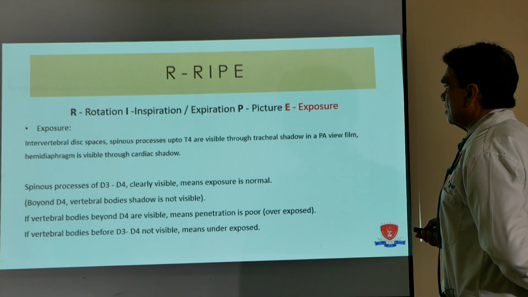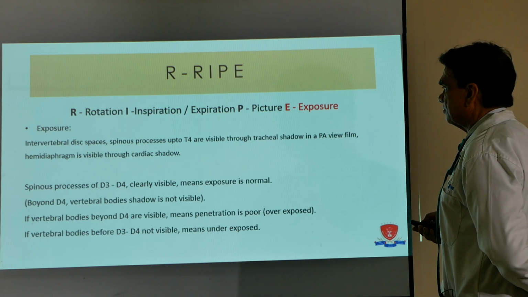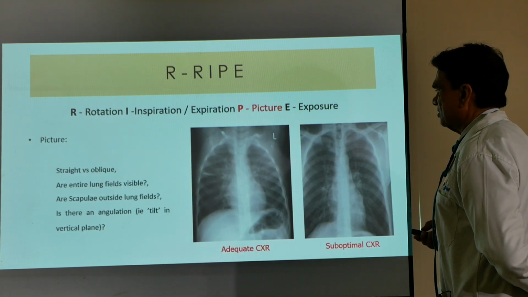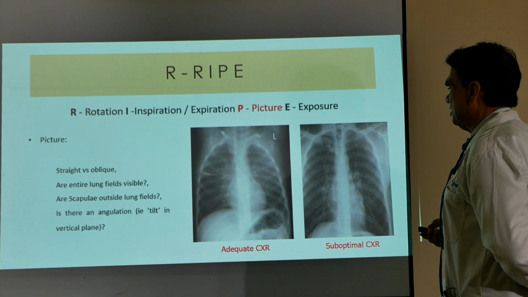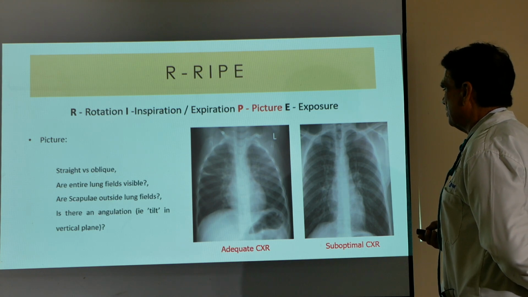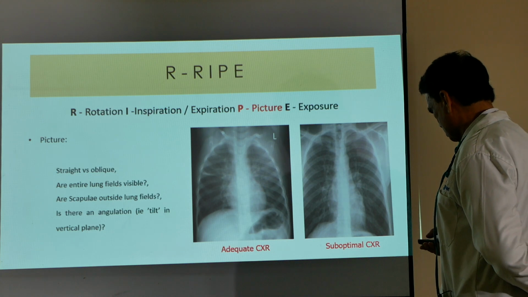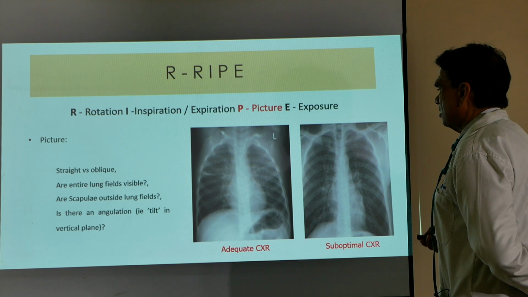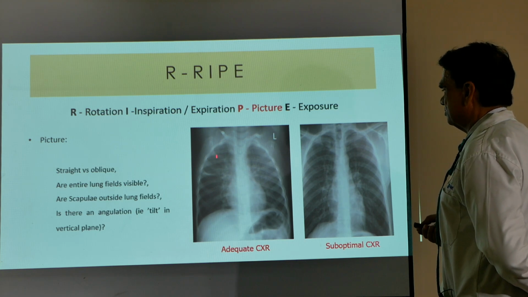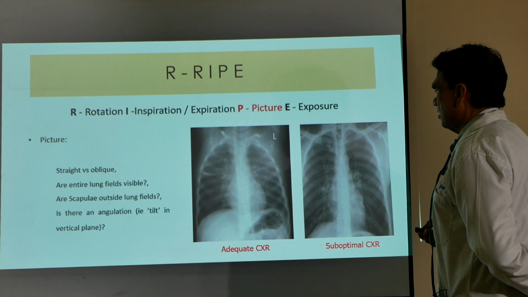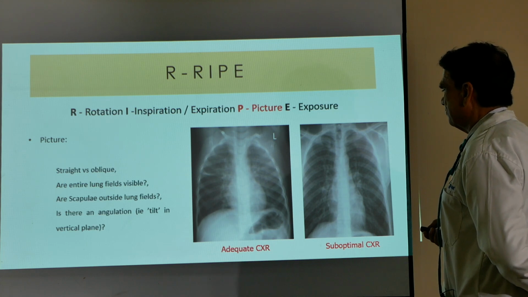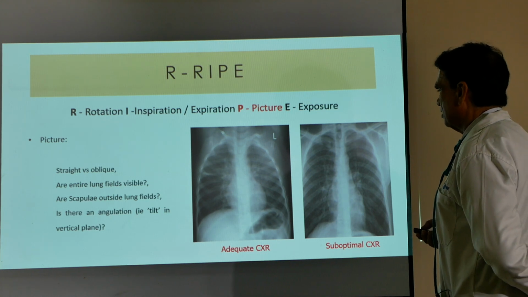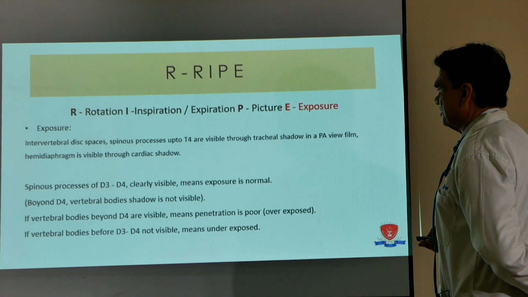Then P stands for picture, that is, the picture is straight versus oblique. Is the entire lung field visible or not? Are the scapulas visible or not? Are the scapulas outside the lung field or inside the lung field? Is there any angulation, that is, tilt in the vertical plane?